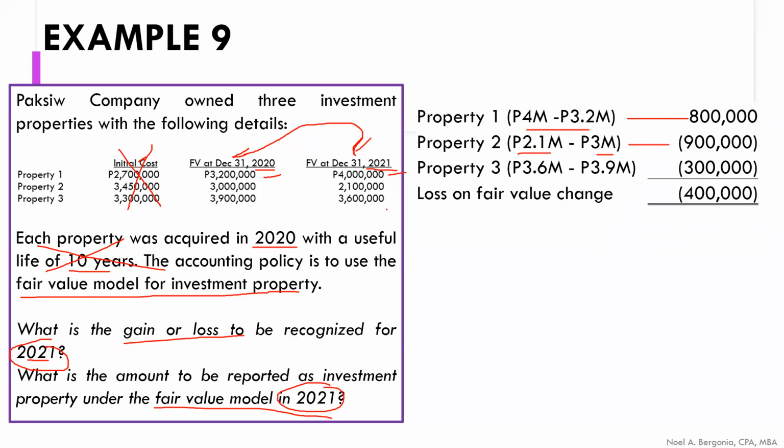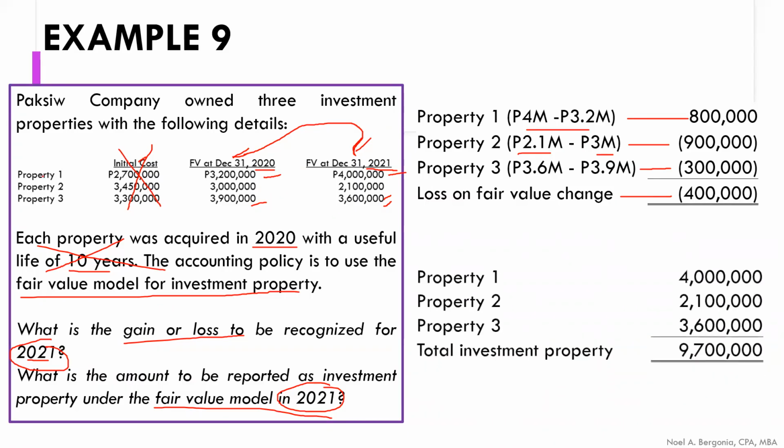Same with property number 3. From 3,900,000 before, it became 3,600,000 only. So it decreases by 300,000. So if we net this amount, there would be a loss of 400,000. So there is a loss on change of fair value on December 31, 2021 worth 400,000. Okay? And as to the ending balances, just simply add all the fair values at the end of 2021.